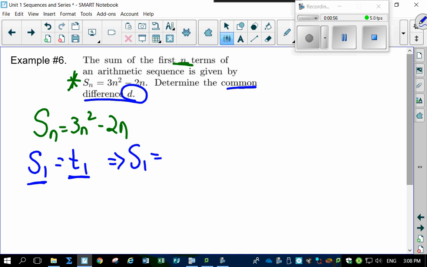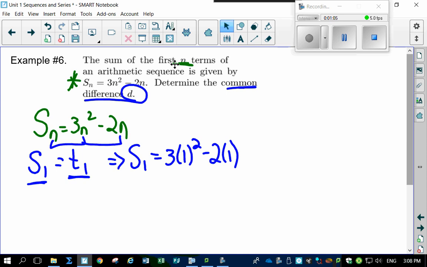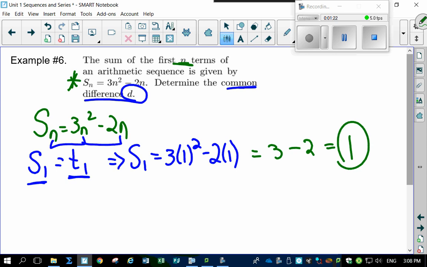S1 means that all of these n's have to match. So this would be 3 times 1 squared minus 2 times 1, right? So 3 times 1 squared, that's just 3. 1 squared is 1, times 3 is 3. Minus 2 times 1, which is just 2. Well, 3 minus 2, term 1, T1, and S1 is in fact 1.